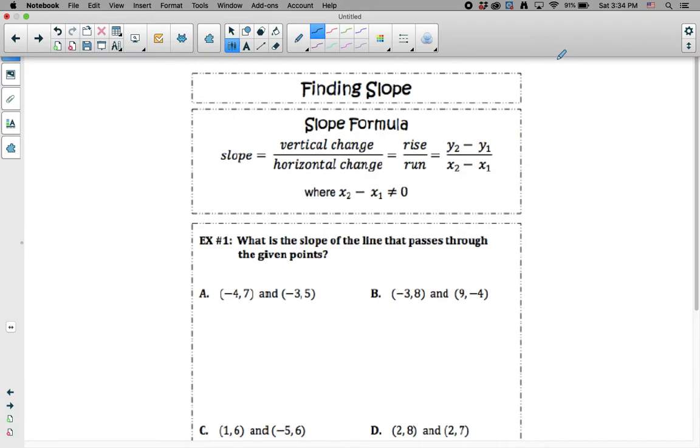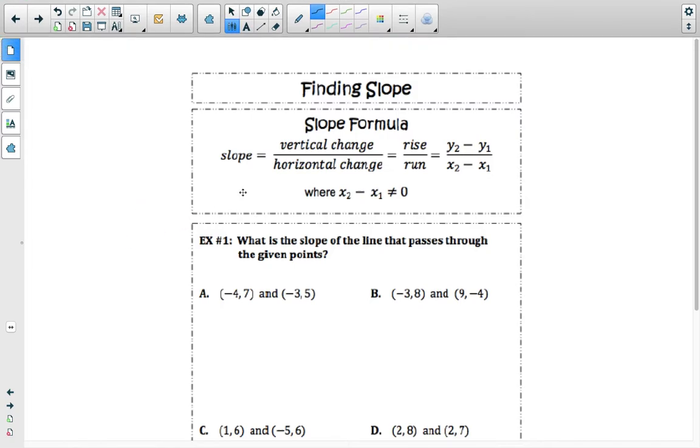This is on linear functions in slope-intercept form. We're going to be finding slope. The slope formula is vertical change divided by horizontal change, or rise over run, which is equal to y sub 2 minus y sub 1, all of that divided by x sub 2 minus x sub 1, where x sub 2 minus x sub 1 is not allowed to equal 0.